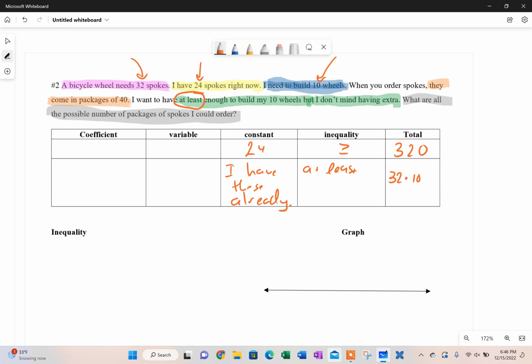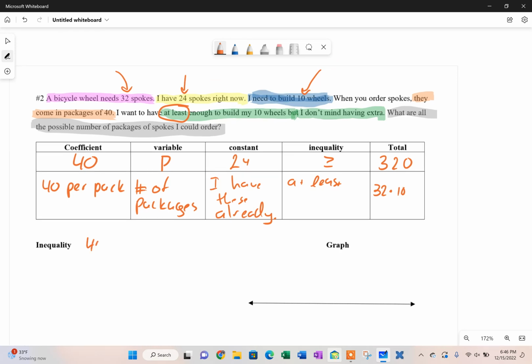All right, now what's my variable? Well, let's see. It says they come in packages of 40. My spokes come in packages of 40. So I'm going to call it P, and P represents the number of packages. Well, how many comes in every package or in each package? The answer is 40. That's how you know that word per or each or every. So once again, here it is. We have 40p plus 24 has to be greater than or equal to 320.